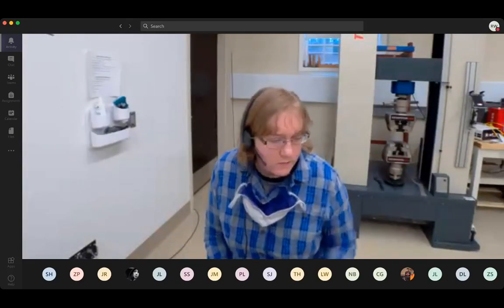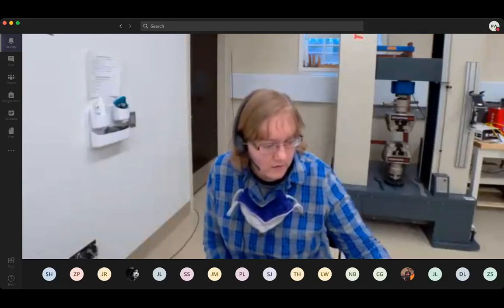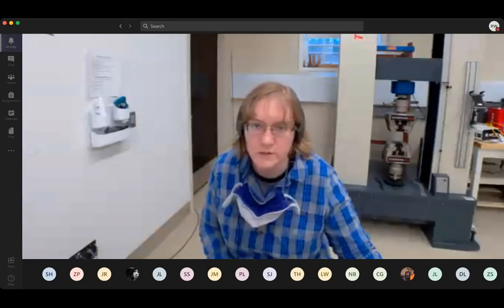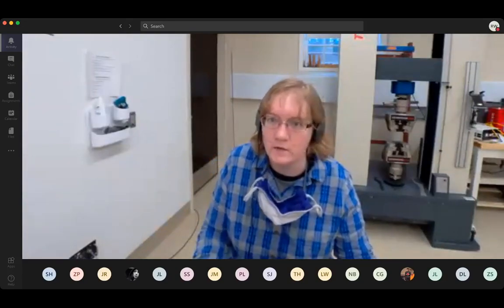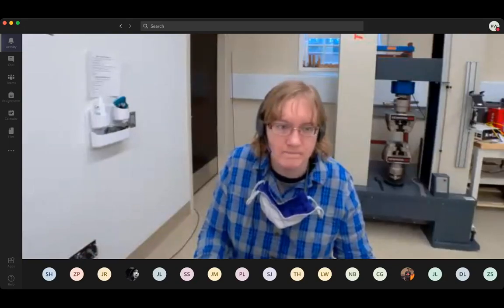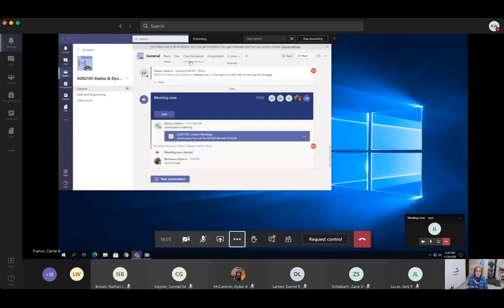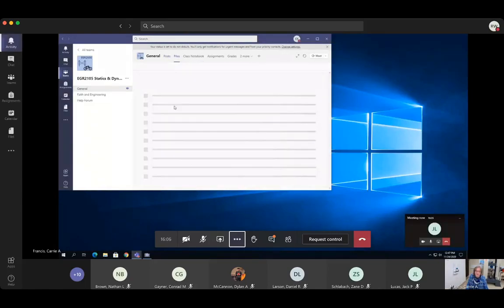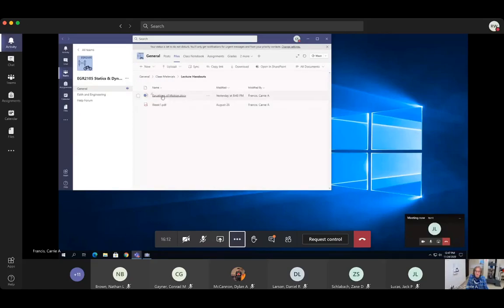So we are going to be working on equations of motion today. So you should have a handout. If you go to the files and then class materials, lecture handouts, this equations of motion document is what you want. So go ahead and if you can get that printed, we'll be making use of that.